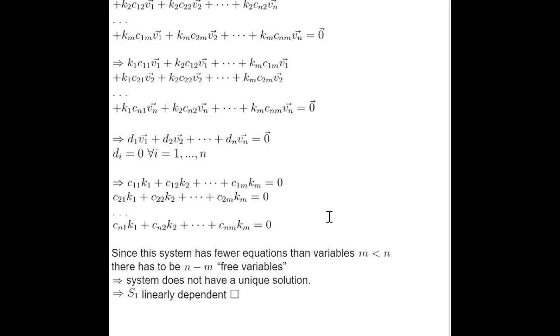Now, this is now a system of equations. In this system of equations, the k's are the variables, right? So this is a system of equations that has m k's. That's my variables, right? Now, the number of equations that are here is n equations. There's one for each of the d's, and there's n d's.